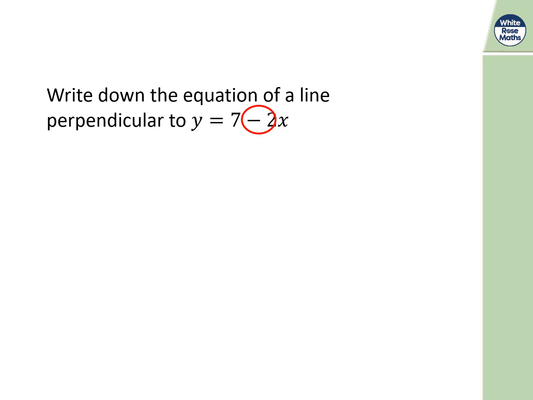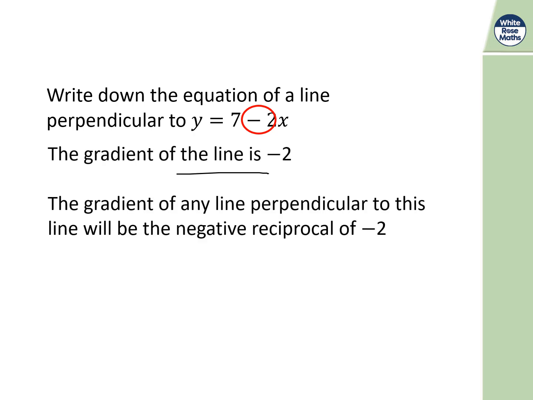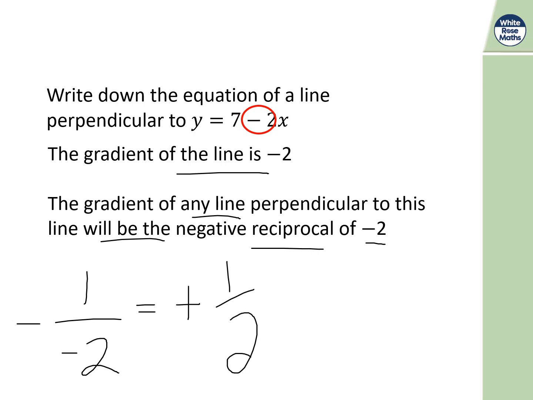So the gradient of the line is -2. The gradient of any line perpendicular to this will be the negative reciprocal of -2. Remember, reciprocal makes it 1 over, so it's 1 over -2, and we negate it, the two negatives make a positive, so it becomes positive 1 over 2, or positive a half, or positive 1/2, or even positive 0.5.